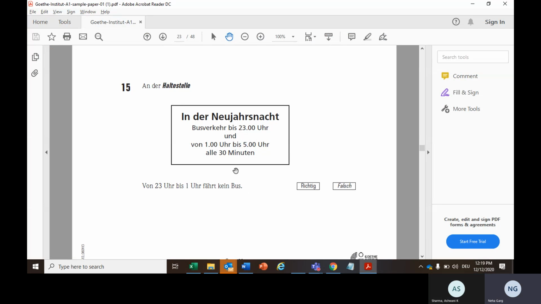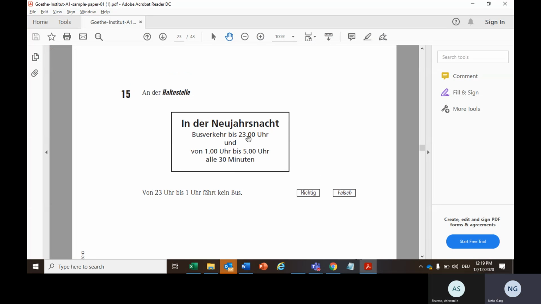Now proceeding further. Okay, let's solve this one. In der Neujahrsnacht, Neue Jahresnacht. In the New Year evening or New Year night.